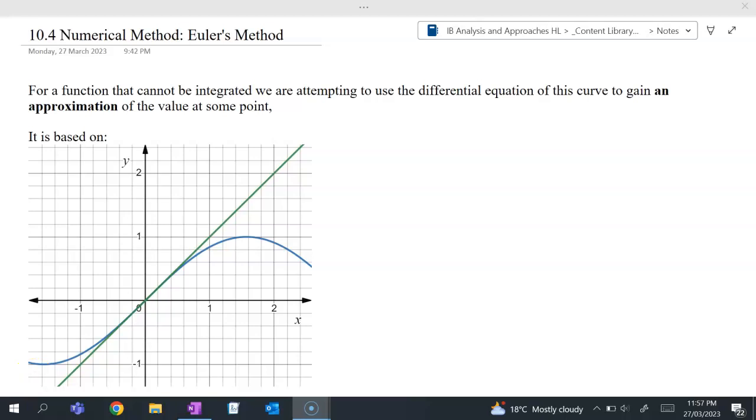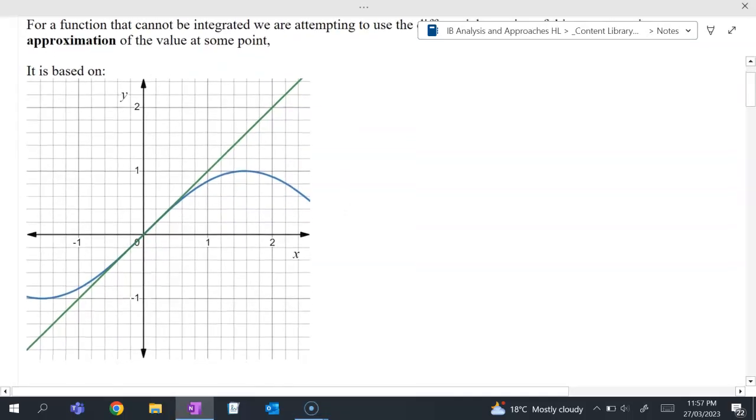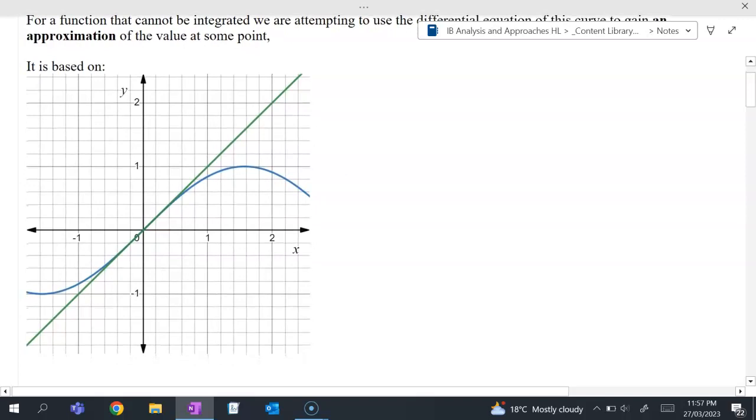Hi everybody, today we're looking at Euler's method, and it's a way by which we can use the differential equation of a curve to obtain an approximation of function values at a particular point. Now it's all based on the idea that a tangent line is very close to the values of the function around a point of contact.